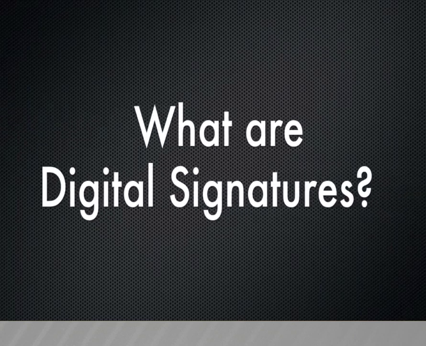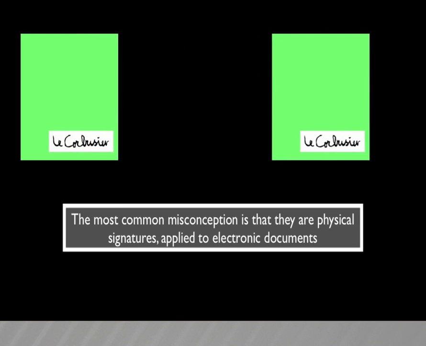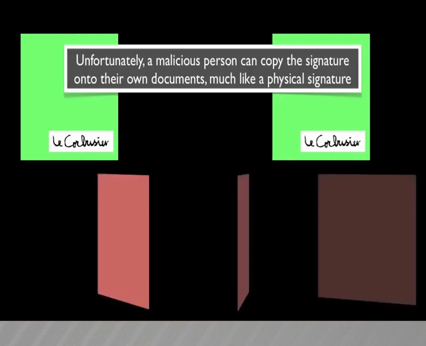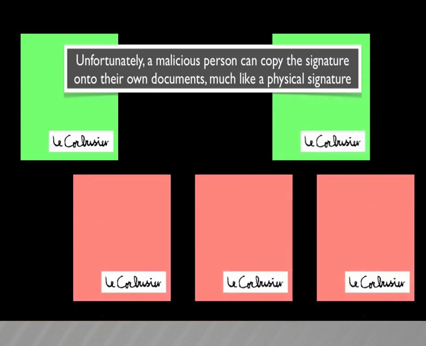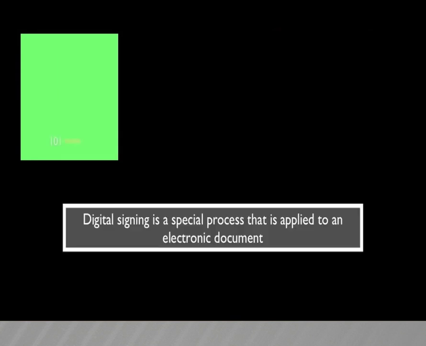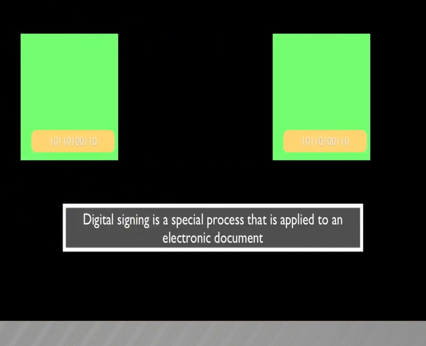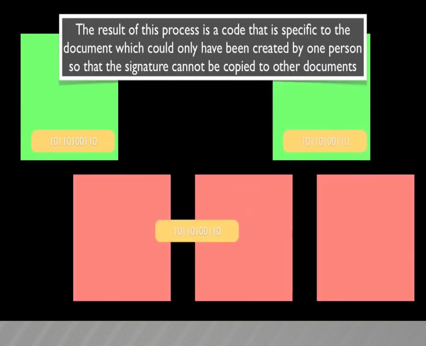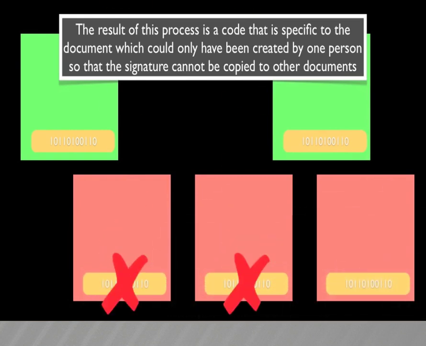What are digital signatures? The most common misconception is that they are physical signatures applied to electronic documents. Unfortunately, a malicious person can copy the signature onto their own documents, much like a physical signature. Digital signing is a special process that is applied to an electronic document. The result of this process is a code that is specific to the document, which could only have been created by one person, so that the signature cannot be copied to other documents.